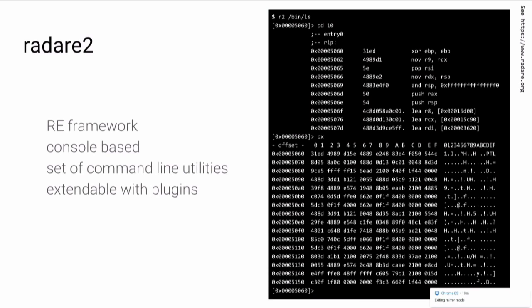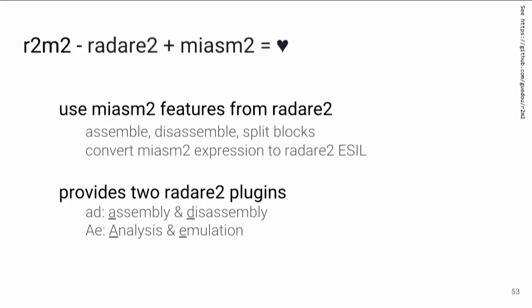That's a console-based reverse engineering framework. And the most famous command is called r2. And this r2 command is able to display the call graph. So here that's just a silly output of Radare. For this project, I decided to develop a Radare2 plugin called r2m2. r2m2 is mainly calling Python from C and is designed to use MyASM2 features from Radare.